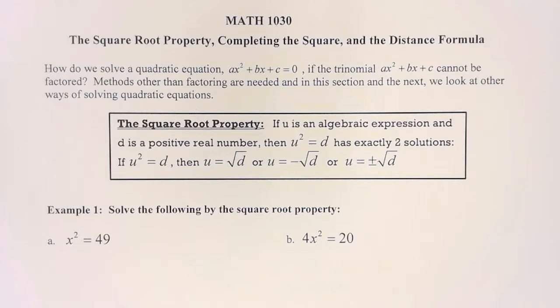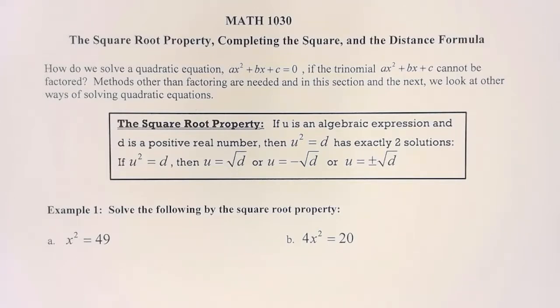if the trinomial ax squared plus bx plus c cannot be factored? Methods other than factoring are needed, and in this section and the next, we'll look at other ways of solving quadratic equations. First one is the square root property.